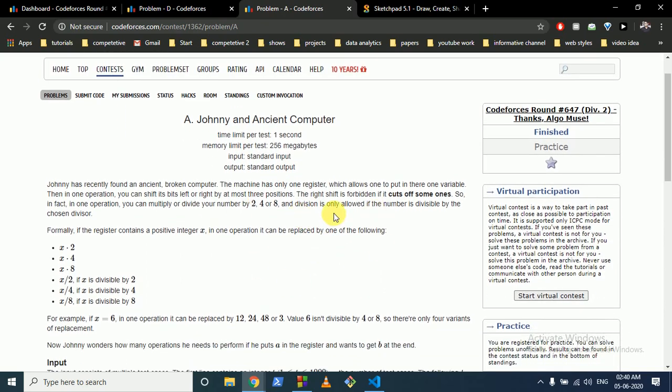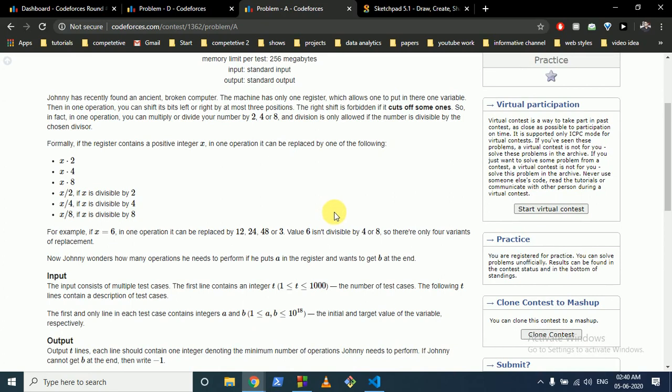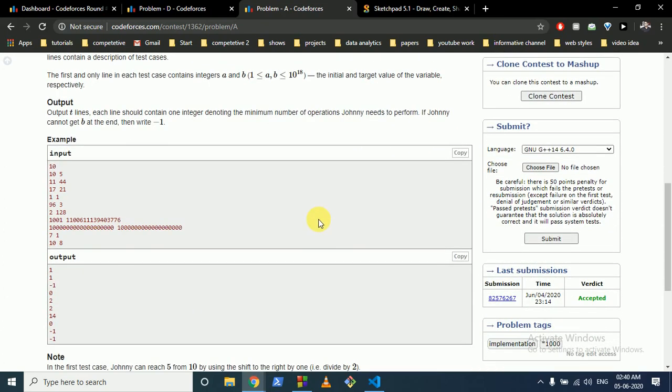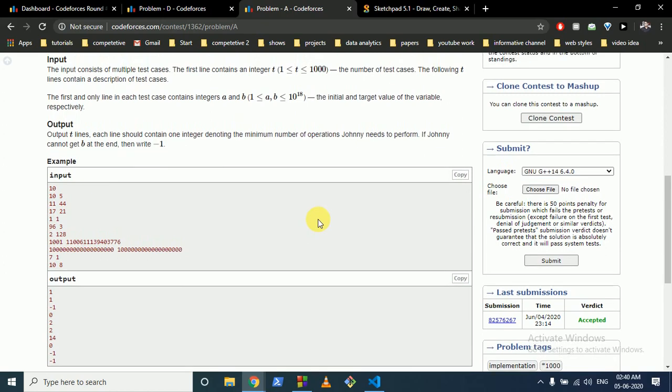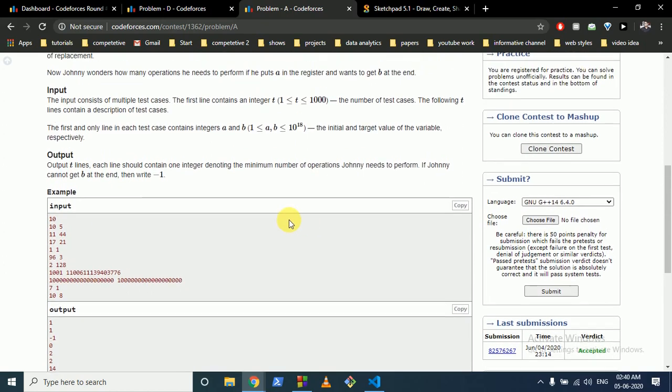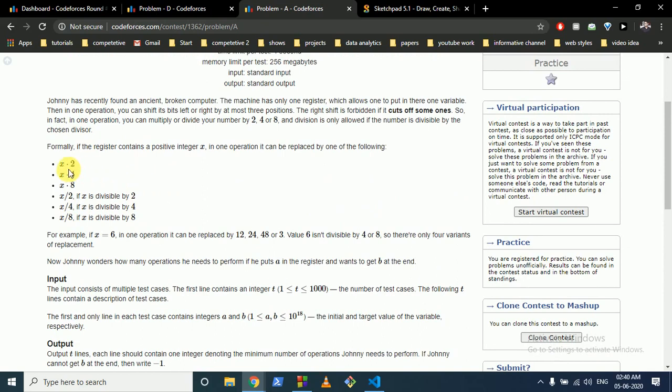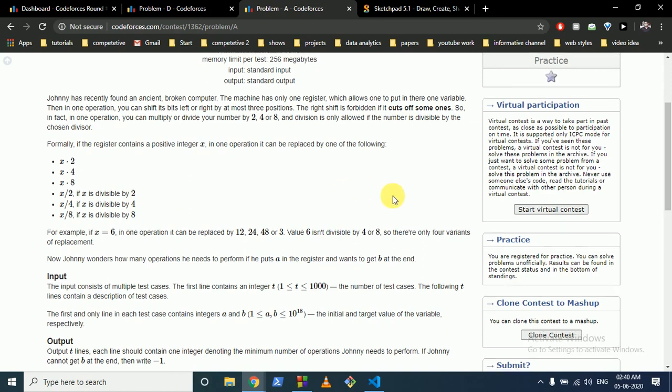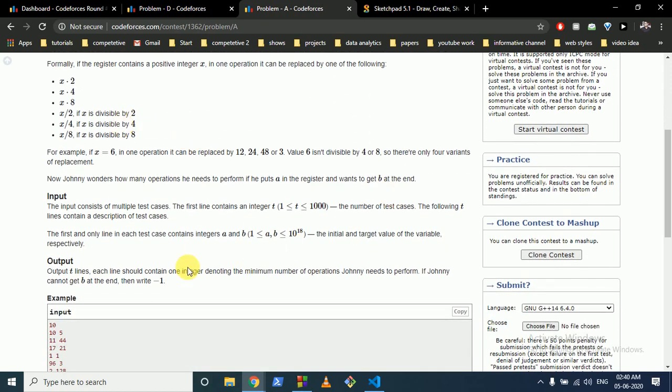You can read the question statement, but in simple terms it states that you are given two integers a and b, and you have to do some operations to convert a into b. The operations are: you can multiply the number a by 2, 4 or 8, or you can divide it by 2, 4 or 8 if it is divisible by them. You have to find the minimum number of steps required, and if it can't be reached you have to return -1. So that's the question.